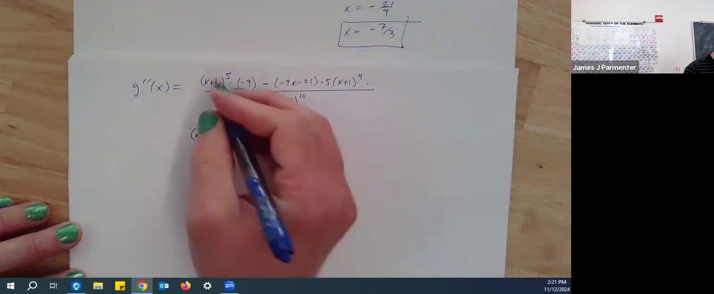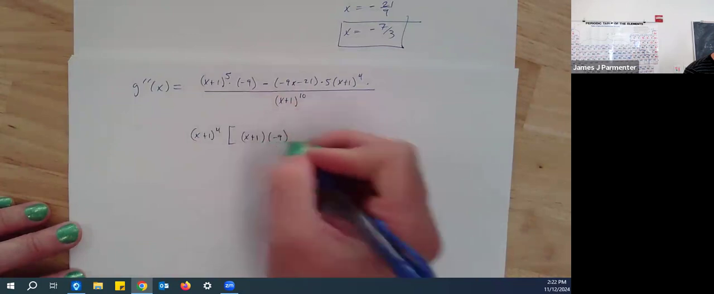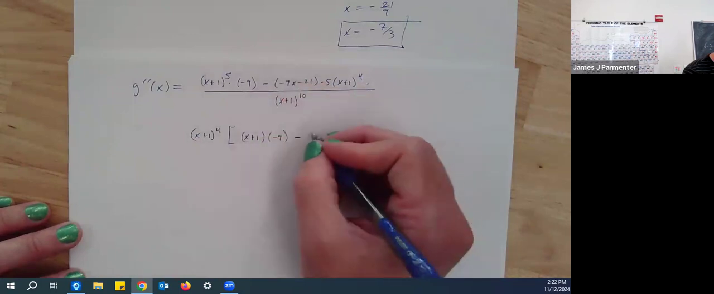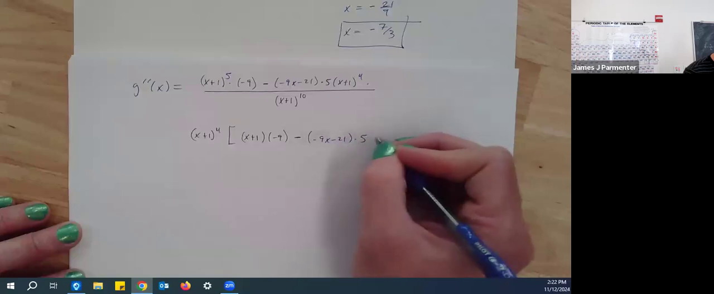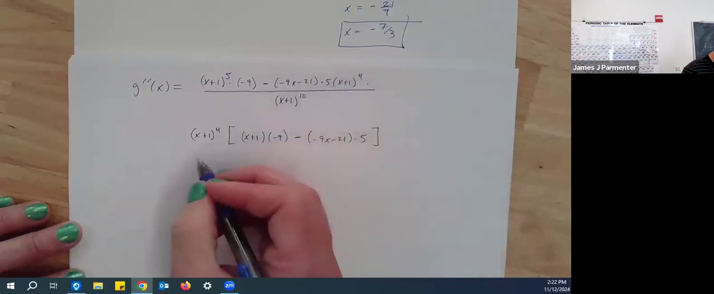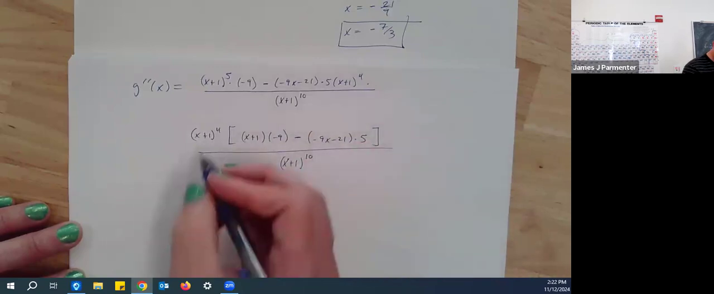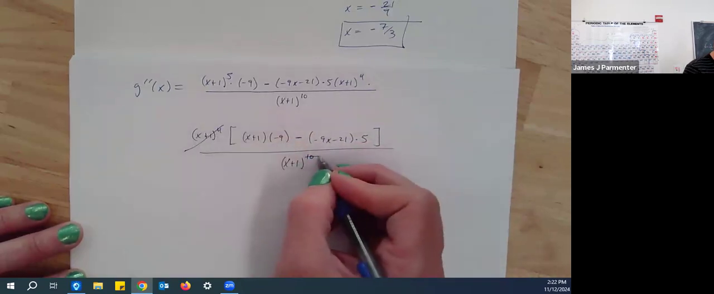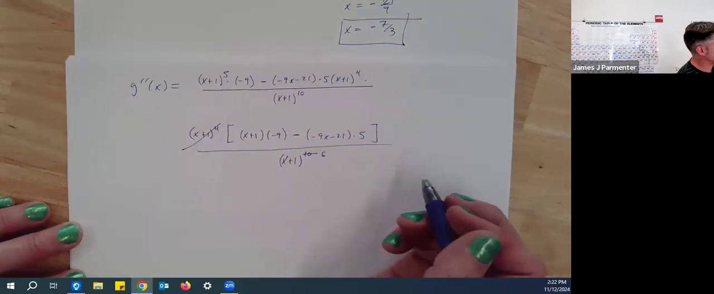And on top, we're left with an x plus 1 times negative 9 minus a negative 9x minus 21 times 5. No x plus 1's there. All divided by x plus 1 to the 10th. And hey, look what's going to happen. 4 of those are going to cancel out with 4 of those, and we're exactly left with an x plus 1 to the 6th on the bottom as predicted.